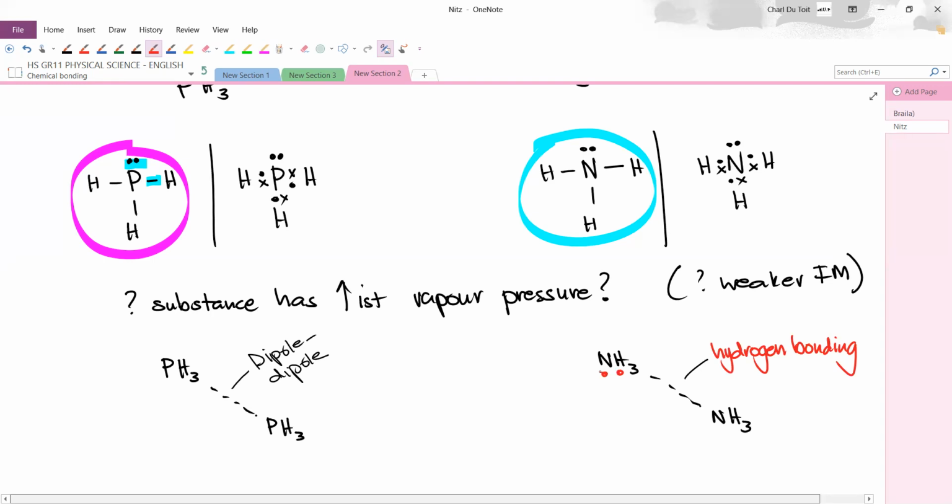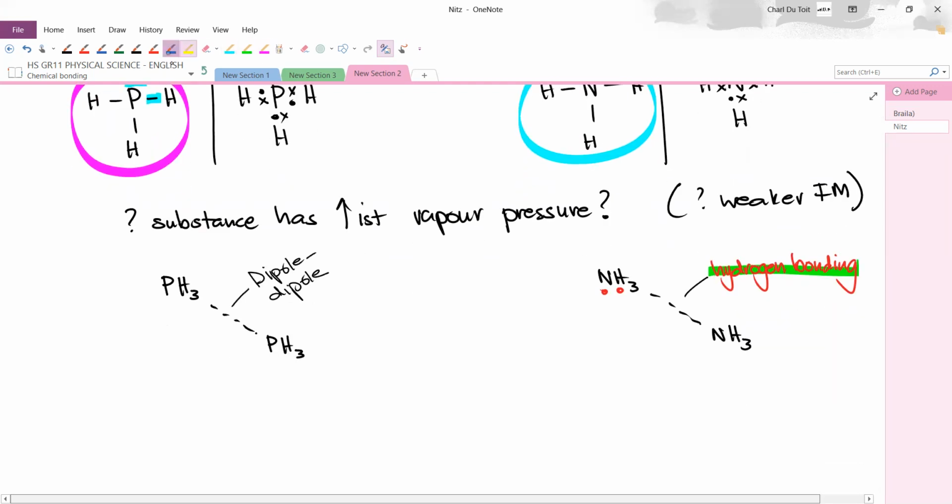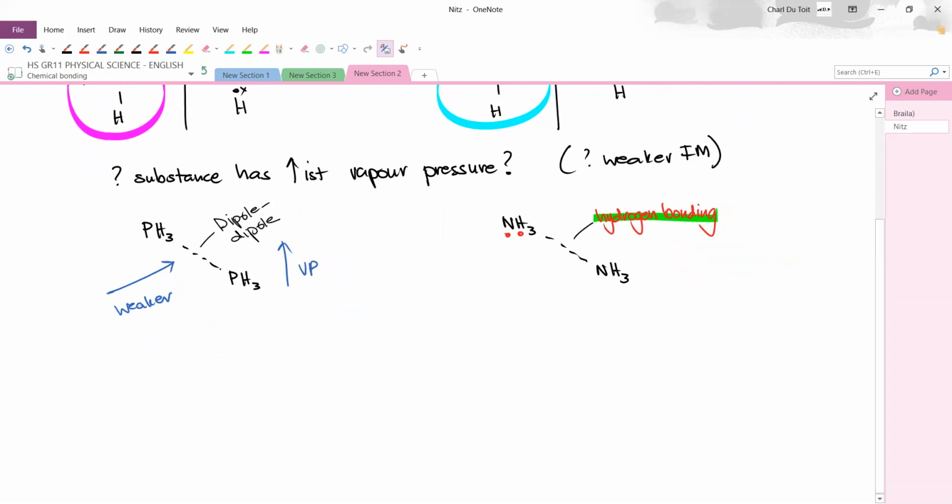Good. Which one is the stronger intermolecular force? Dipole-dipole or hydrogen? Hydrogen bonding is stronger. So the PH3 has the weaker bond, and therefore it has the higher vapor pressure. It will evaporate quicker. So this is a way to answer it. Which one has the highest vapor pressure? And the first mark is PH3.